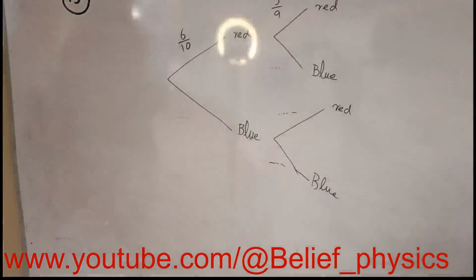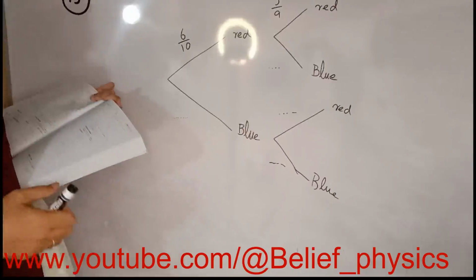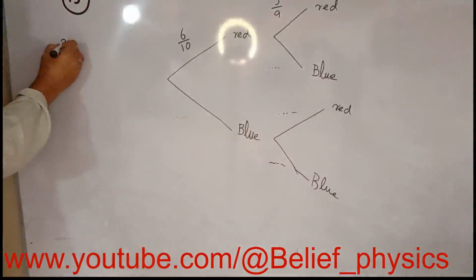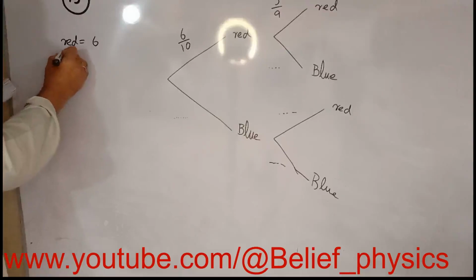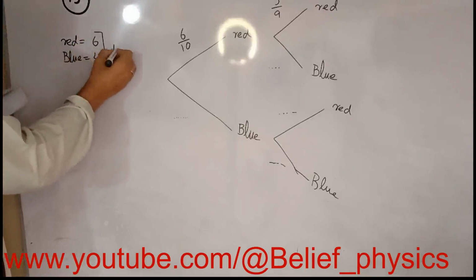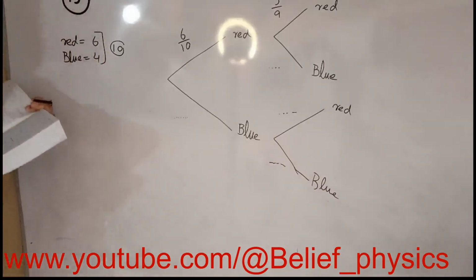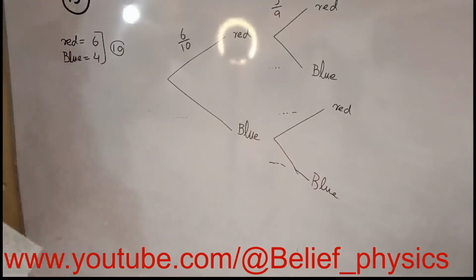Next question is about the probability tree or the probability. Question is: a bag contains 6 red and 4 blue counters. So overall there are 10 counters because 6 plus 4 is 10. Now the question is: 2 counters are taken from the bag at random without replacement. This is without replacement. First we take one counter, take it away, then take a second counter and put it away.